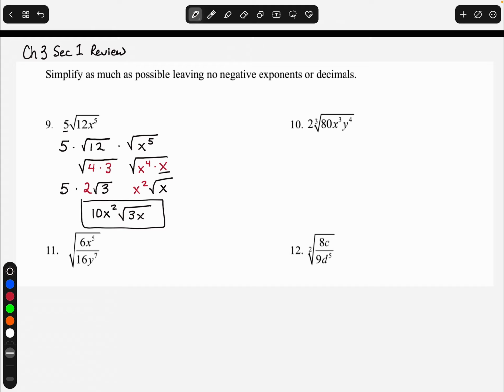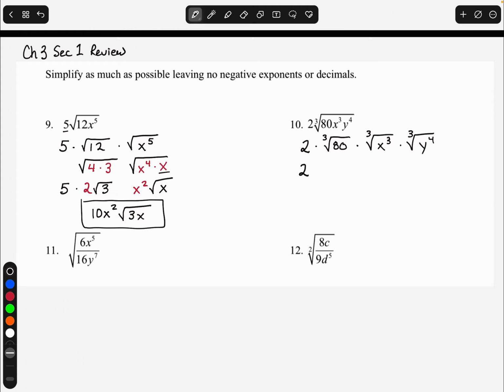Let's look at 10. We have 2 times the cube root of 80x to the 3rd y to the 4th. For this one, we're going to do something very similar. I'm going to say this is 2 times the cube root of 80 times the cube root of x to the 3rd times the cube root of y to the 4th. Now when I look at 80, I'm going to bring this 2 down. I'm not doing anything with it yet.